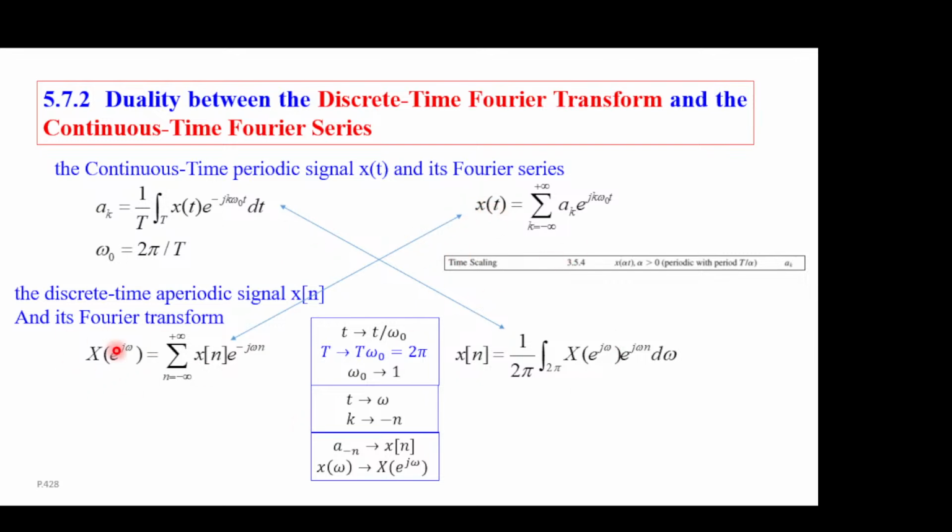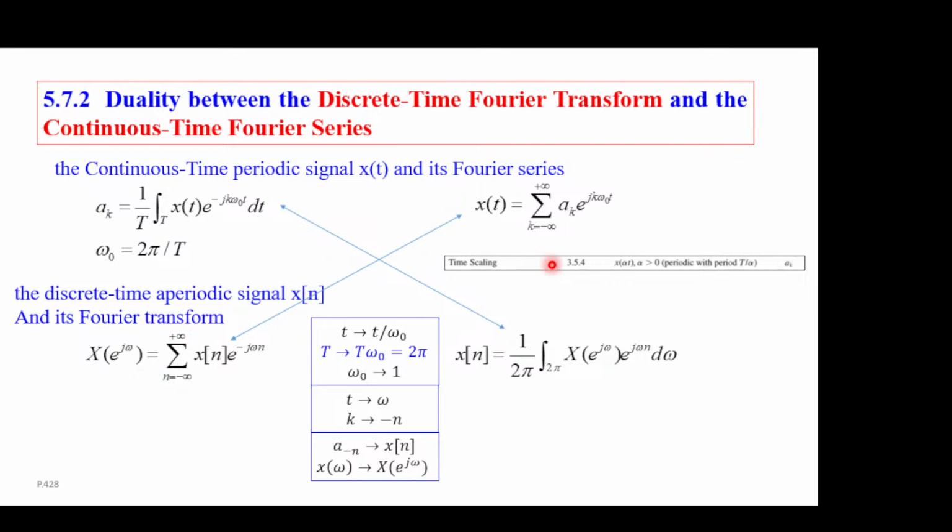So the small x should become this big X, and t should go to omega, and omega should go to t, and a should become small x. Okay, and so the first thing we notice here is that the upper one has whatever T, so T can be whatever positive number, but down here the period is always 2 pi, because this discrete one always has integer values, and gives you this big X also periodic in 2 pi.